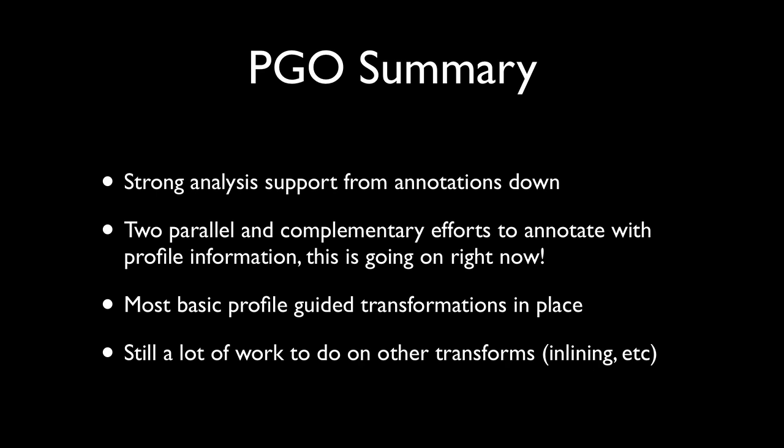So with that, I want to summarize where we are with PGO, right? We have strong analysis support in LLVM from the annotations down. We have some problems there, but we have a pretty good grasp on it. It's probably the most mature part of profiling and PGO in LLVM. We have 2 parallel and complementary efforts to bring annotations into the IR from different profile sources. We also have the most basic of the profile-guided transformations in LLVM already. But there is still a lot of work to do to actually use profile information more aggressively throughout the entire optimization pipeline. So with that, I think we're to questions.